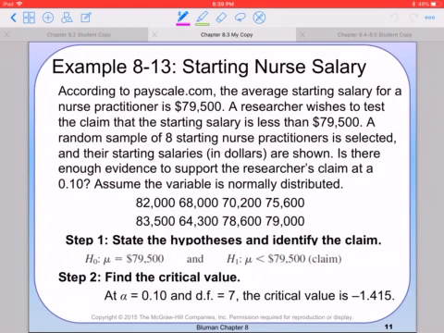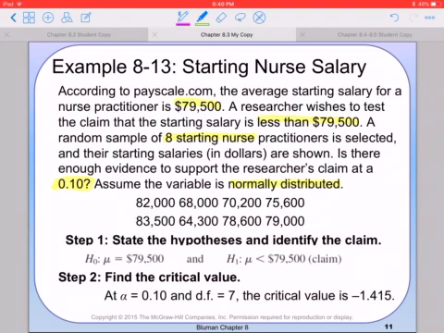According to payscale.com, the average starting salary for a nurse practitioner is $79,000. A researcher wishes to test the claim that the starting salary is less than $79,000. A random sample of 8 starting nurse practitioners is selected and their starting salaries in dollars are shown. Is there enough evidence to support the researcher's claim at alpha equaling 0.10? Assume the variable is normally distributed.